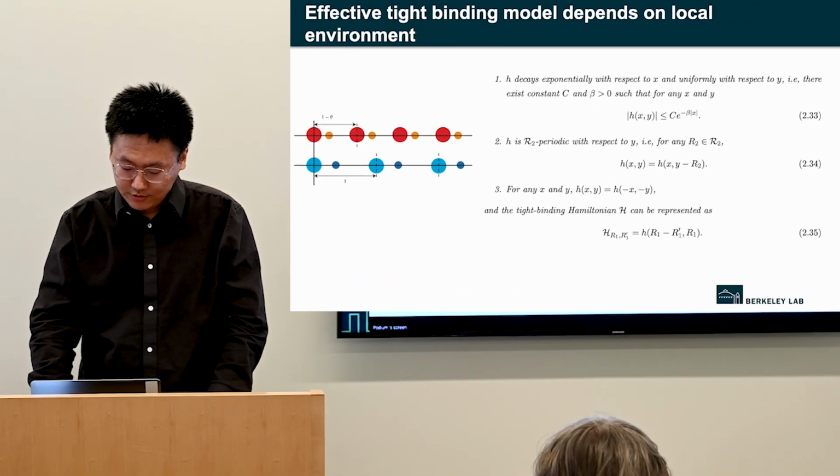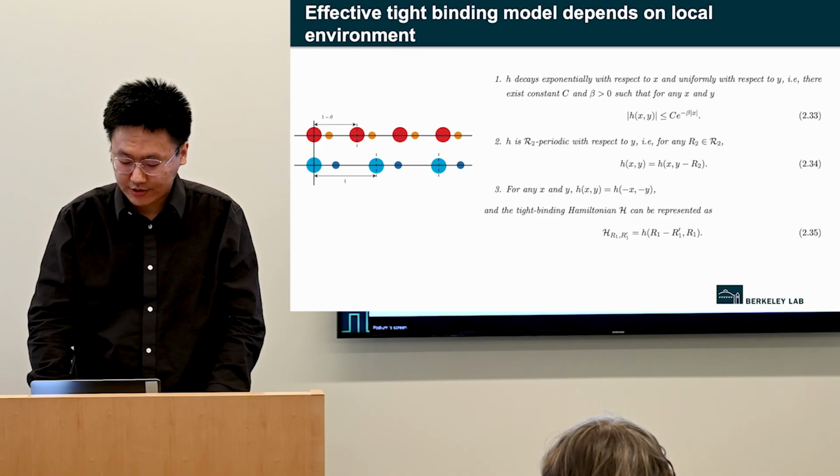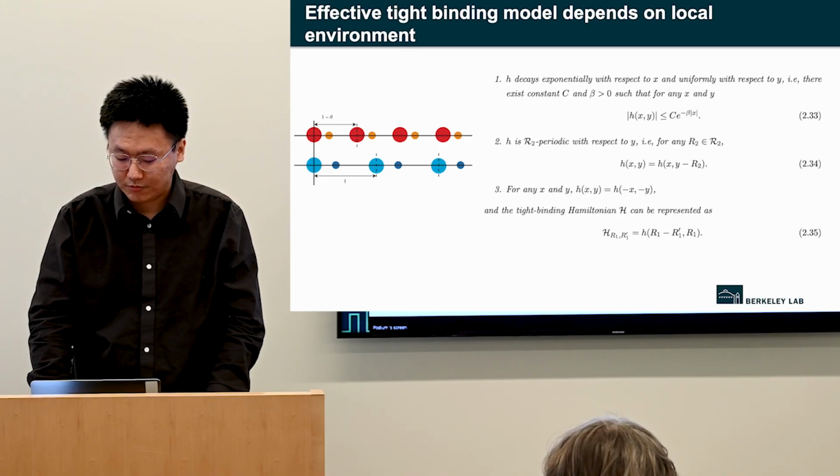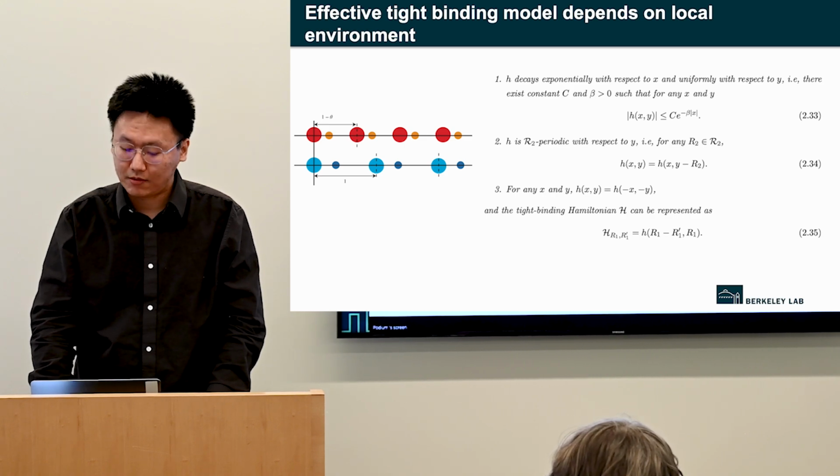One way to see this is within the coupling function h(x,y), where x represents the coupling distance between two orbitals, and y is one variable we call the environment variable. It tells you about the local environment of this coupling pair.